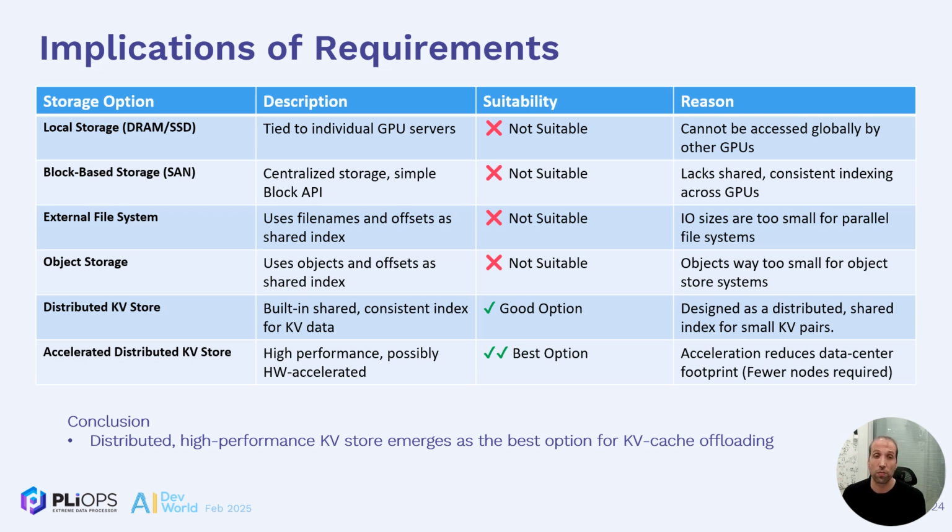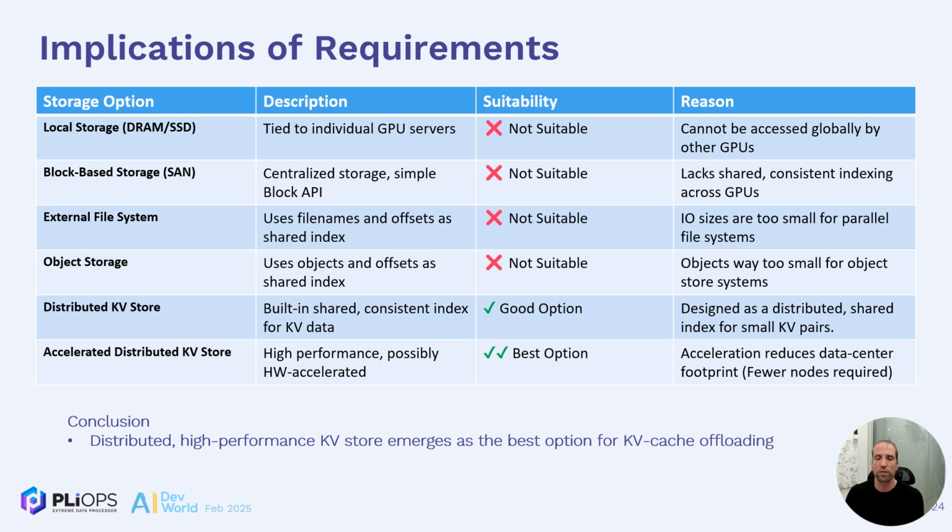So what we believe are good options is a storage system that was built for such use cases. This is distributed key value storage. Why? First of all, it is shardable. It has a built-in consistent index, clearly, that is the essence of a key value store. And it was designed to work relatively well for small random I/Os. So that's a good option.